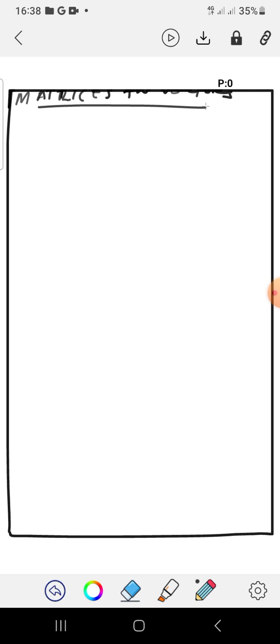Matrices and vectors. I'm sorry about that. I think I may have to clear the screen. So now let me start again. Let me define my border. Okay, matrices and vectors.